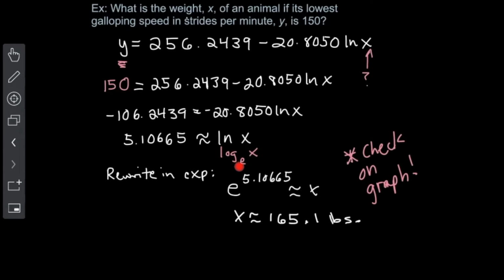Now remember, ln of x is the same thing as log base e of x, so if we rewrote this last step in exponential form, the base of the log is the base of the exponent, so it's e to the 5.10665 is approximately equal to x, and when we do that out on our calculator, we get, rounded to the nearest tenth, 165.1 pounds. Now that is a more exact value than we could maybe just estimate from the data set that we have before. So what we want to do next is check whether this value is true by using our graphing intersect features.